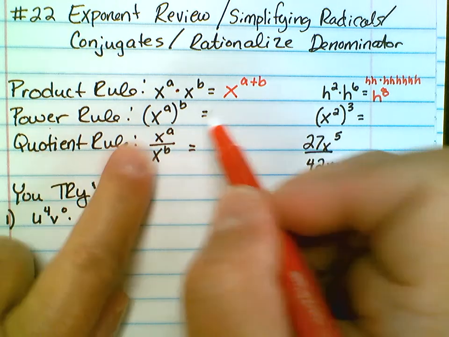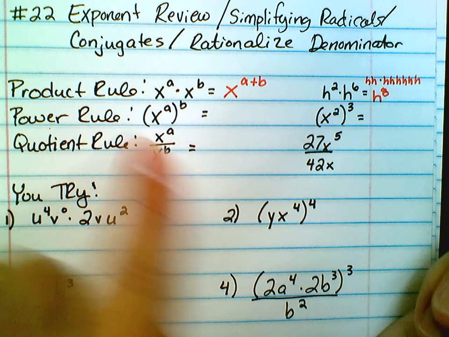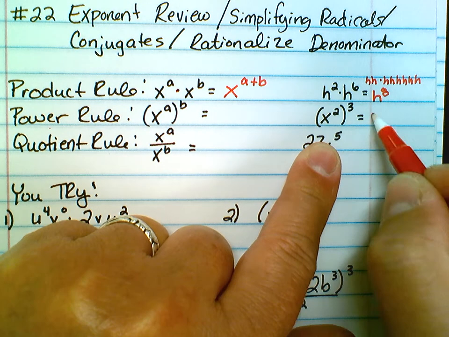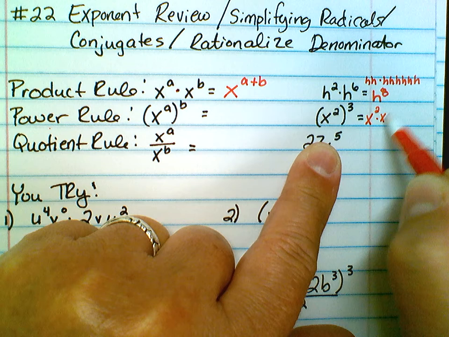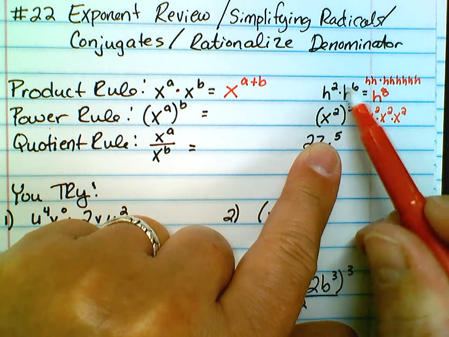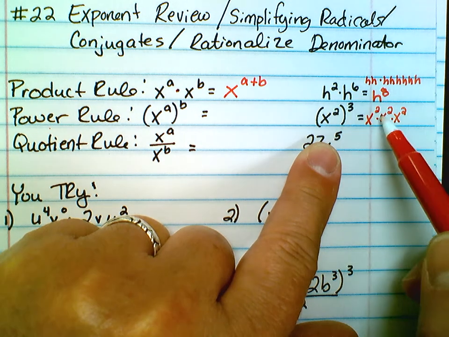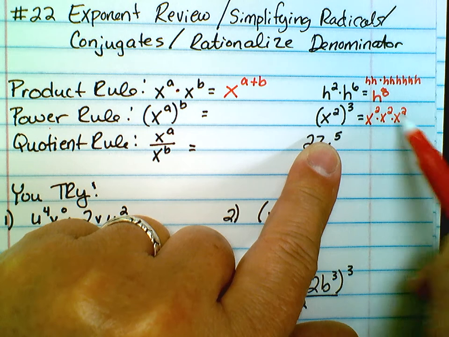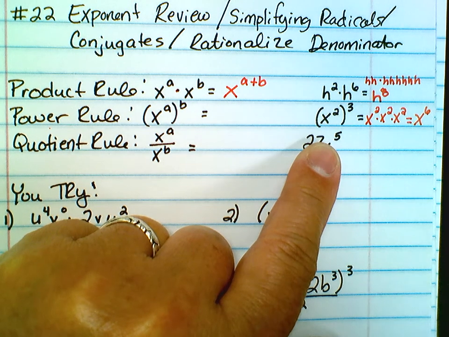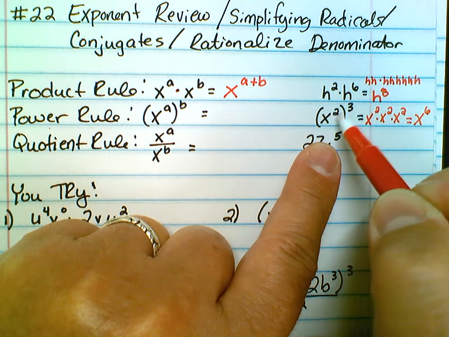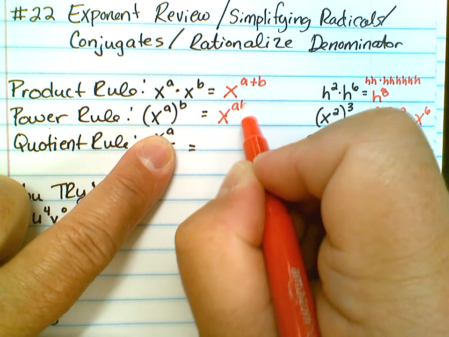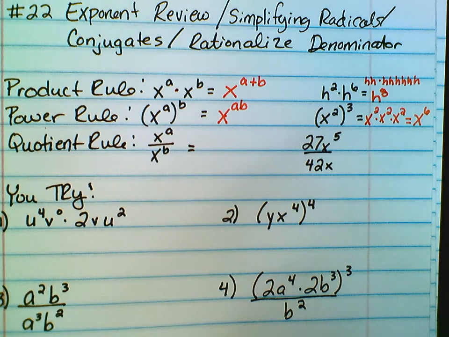The next rule is the power rule, so that's when we have a power to a power. So again, if I expand this x squared to the third, I can write x squared times x squared times x squared. And remember my product rule, or think I have 2 here, 2 here, 2 here. So altogether, that's x to the sixth. So the shortcut would be that I can multiply 2 times 3. So x to the ab would be our power rule.